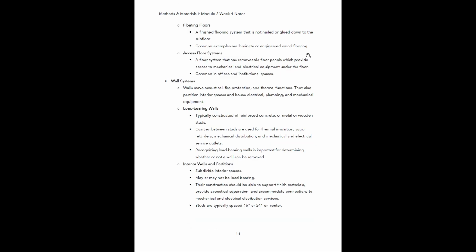All right, floating floors. This is a term that just describes a finished flooring system that is not nailed or glued down to the subfloor. Common examples are laminate or engineered wood flooring. Like I said, I have engineered wood flooring in my house, and that is a floating floor. We just laid it down and we didn't have to nail it to the wood under it or glue it down. You just basically cut all the pieces and lay them down, and then it's done. That's what's known as a floating floor because it's not attached to anything below it. It just kind of floats in place.